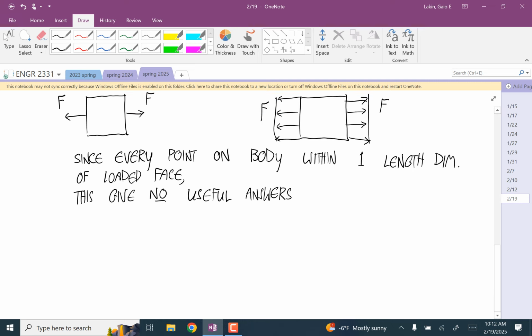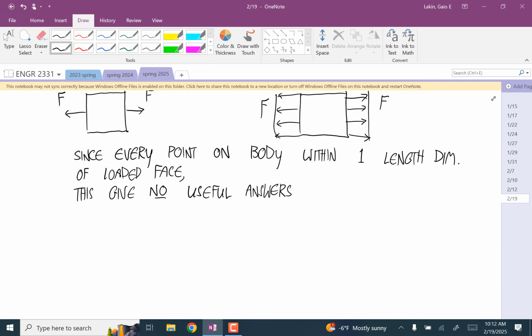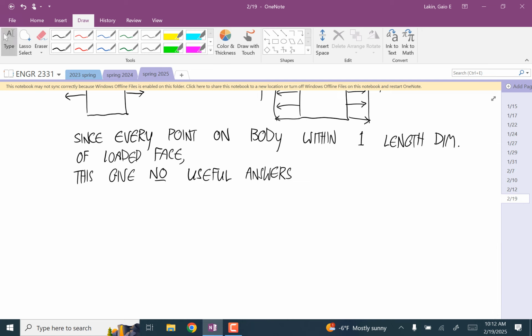Okay, so now we're going to get into basically starting at the simplest and work our way up to more complicated cases. So the first cases we're going to consider are members in pure tension or compression.